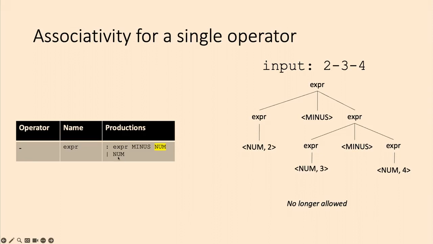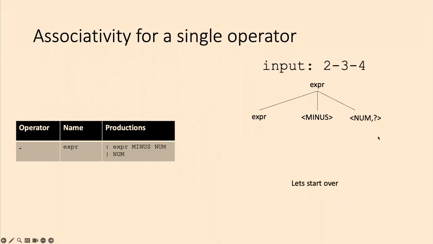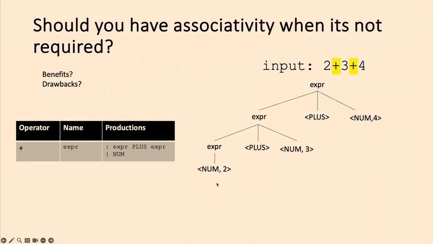So if you're left associative, you only allow recursion on the left side. And now this parse tree is not allowed because this expression needs to be a num. So that number has to go there. That becomes 4. And then this expression gets expanded into expression minus a number, which is 3. And then that number is 2. So if you get rid of the recursion on the right side, you force the tree to go down the left side, which gives you a left to right associativity.